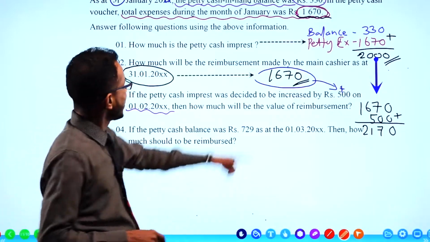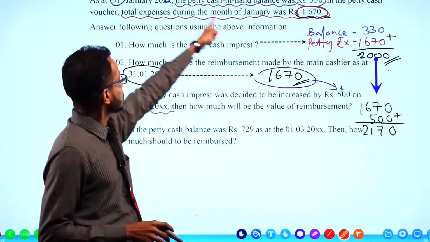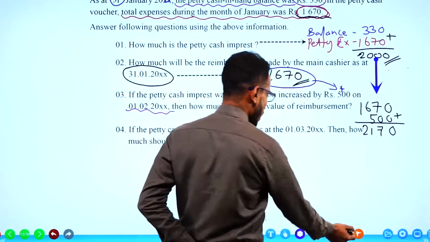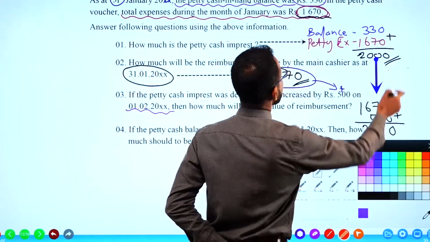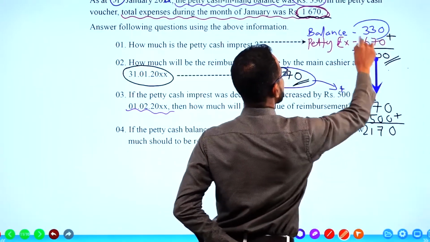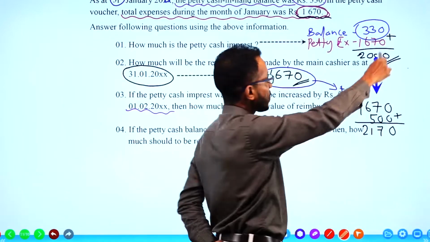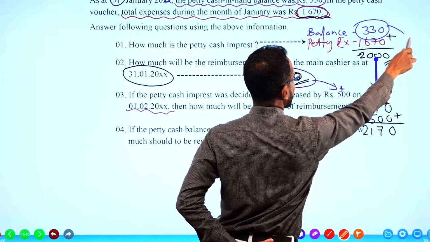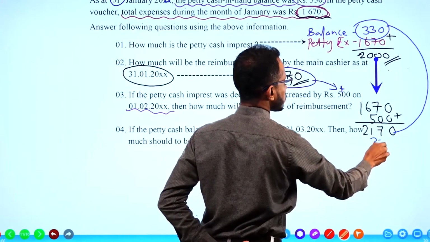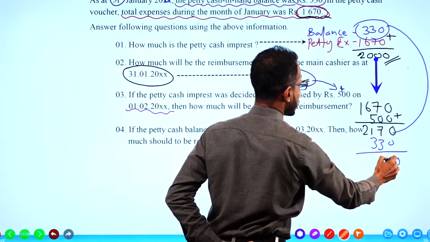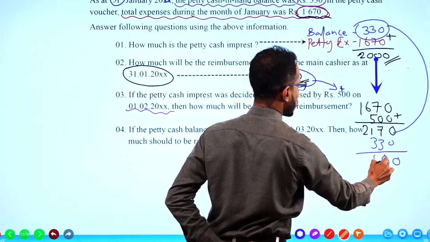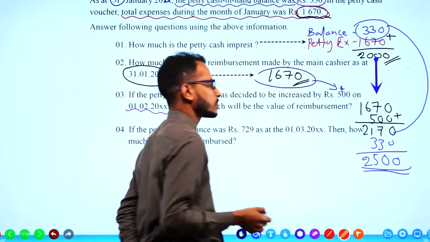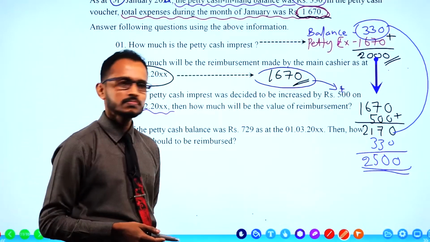No, it's not wrong. Did you forget the petty cash balance which was left? 330. When you add the balance which is remaining, and it is 330, with that this becomes 2500. There you go. We got 2500, right? We got it.